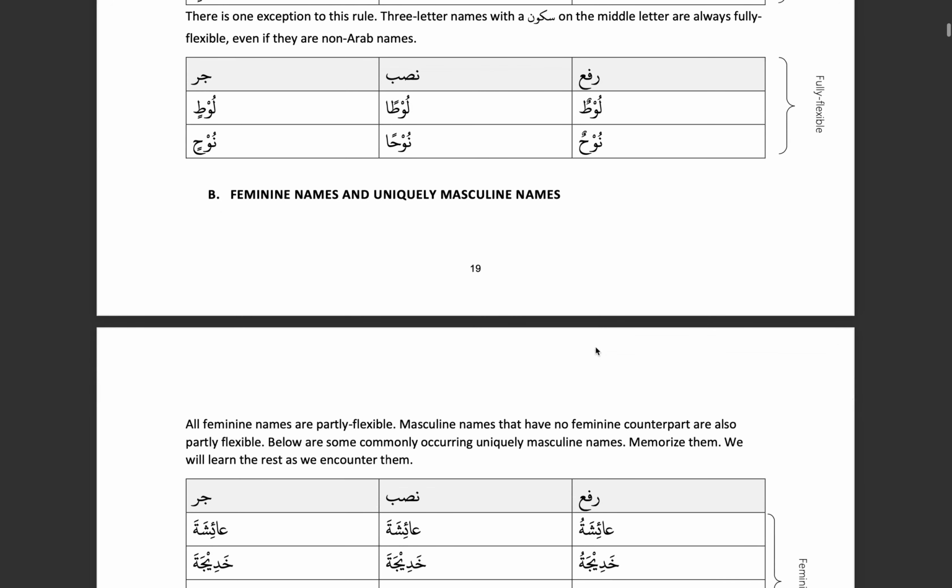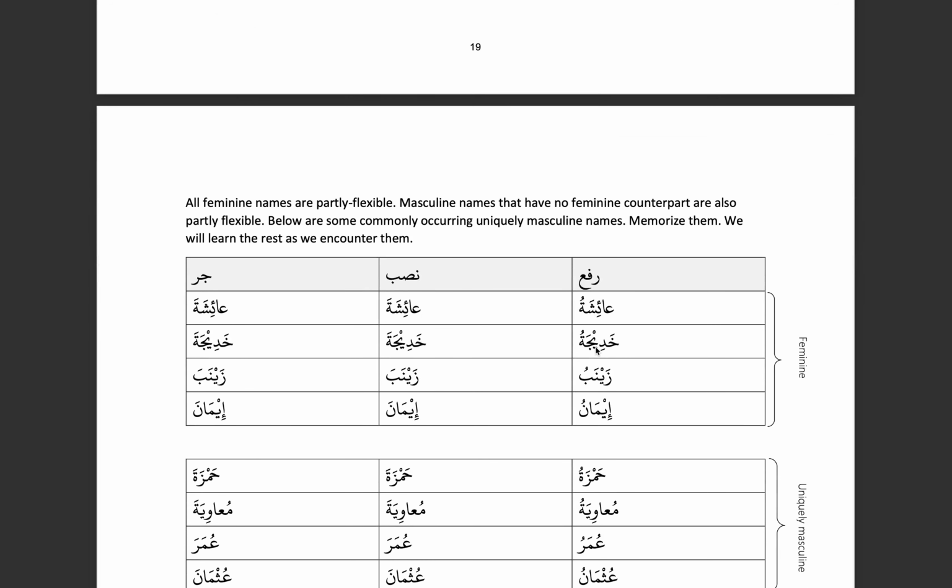Then we're also talking about feminine names and of course uniquely masculine names. For example, for names of people, if you talk about Jamil, you talk about Jamila too, you talk about Amin, you talk about Amina too, and the rest like that. You can have male and female counterparts. When you talk about, for example, Aisha, Khadija, Fatima, Widad, and all these examples that Ustadh also gave, you cannot say Fatima for men, no, it's not like that. So in that case, they are actually partly flexible.